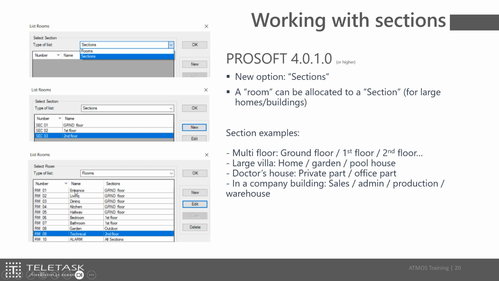But you can say, for example, entrance, you click on the entrance, and then at the right side, it's not here on my screen capture, you can select the section where it belongs. So for example, here, entrance, living room, etc., everything is on the ground floor. There's a bathroom and a bathroom on the first floor, and the garden is in the section outdoor. It's also an example of a section. Then there's a technical room somewhere on the second floor, and there's an alarm room.